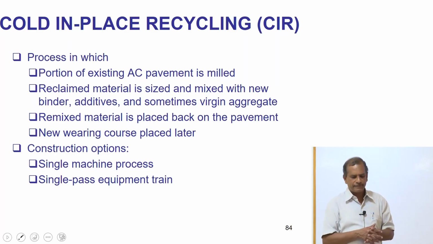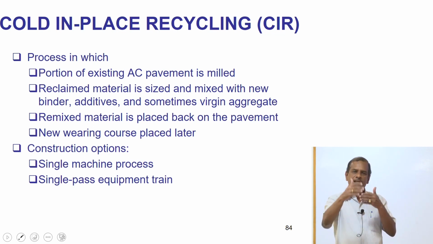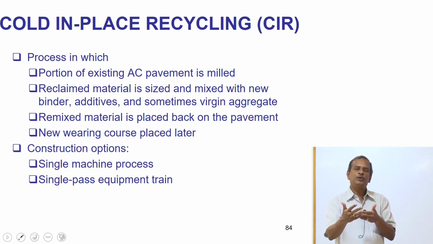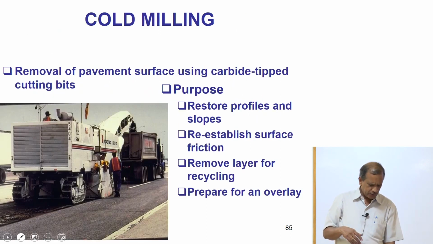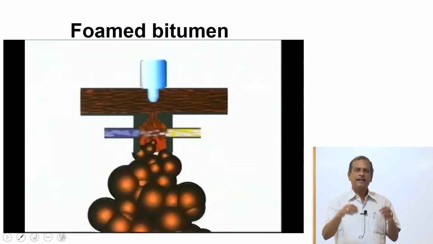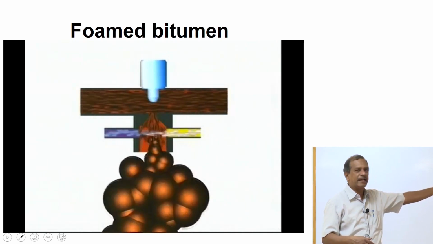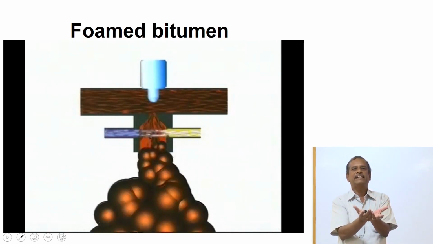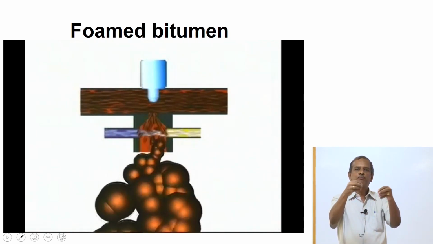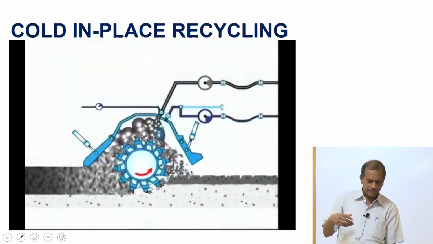In the case of cold recycling, I mill a part of the bituminous layer and use the reclaimed material. I can use foam bitumen. What is foam bitumen here? I can do cold milling here, and inject hot bitumen, with water on one side and air on the other side. So, the volume of bitumen increases by 14 to 17 times. This will coat the milled particles well, and I can use that material in road construction.